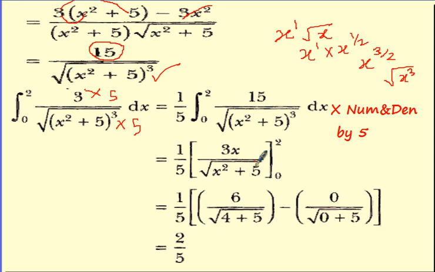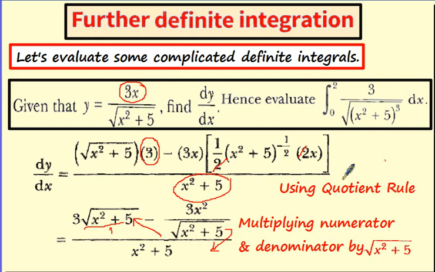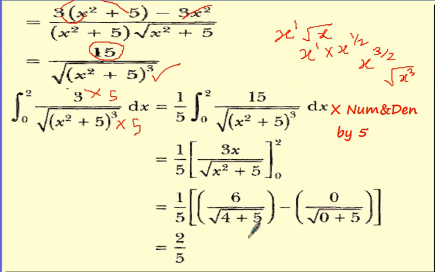Now we got the value of this is 3x, because 1 upon 5 is out and the limit is 0 to 2. This is the value which we got. y is 3x upon root. So we have substituted y, the integration of that, and then you substitute the value of x.